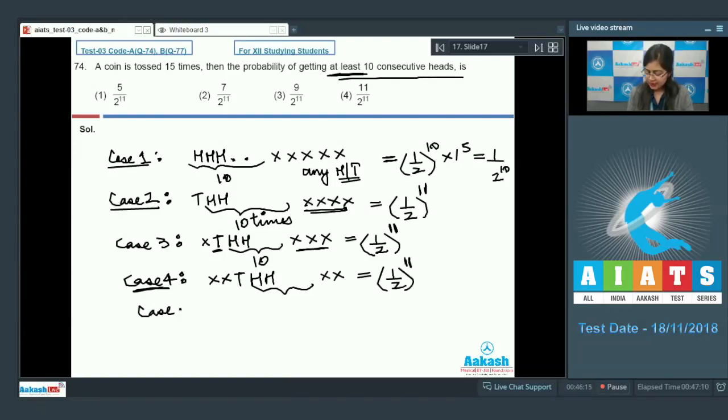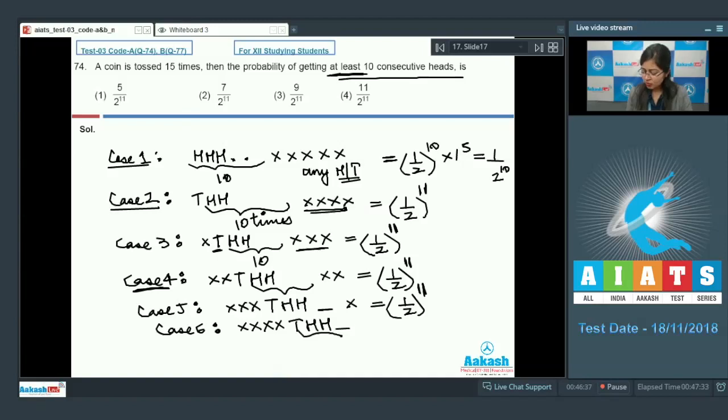And similarly, case 5 is when I have 3 anything here, then tail, heads, and then I have 1 left over here, which will again be equal to 1 by 2 raised to the power 11. And then case 6, where on the first 4 I have anything and then tail, heads up to the last, right? Which will be equal to 1 by 2 raised to the power 11, right? So these are the only cases which can be formed.